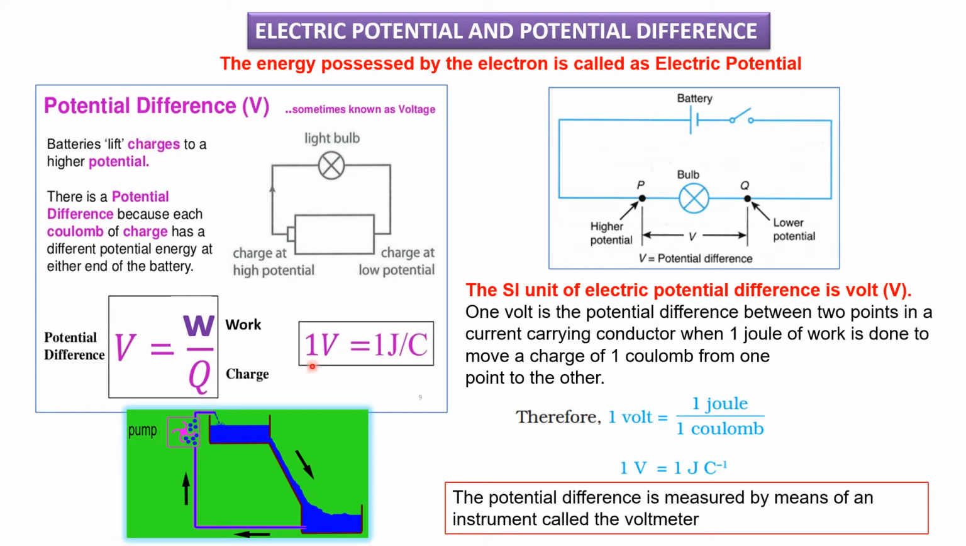See potential difference. What do you understand by that potential difference? Difference means there should be two entities. One entity has to be separated from the other entity. So that's why it is called potential. Two entities should be there.